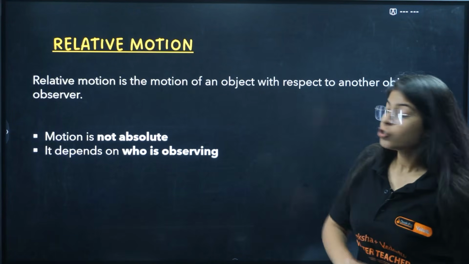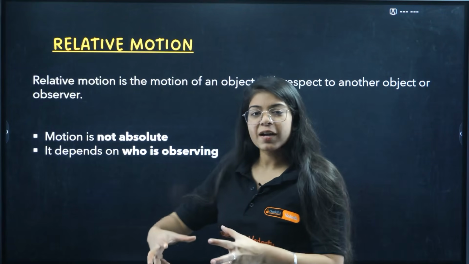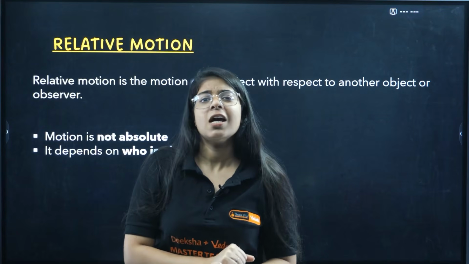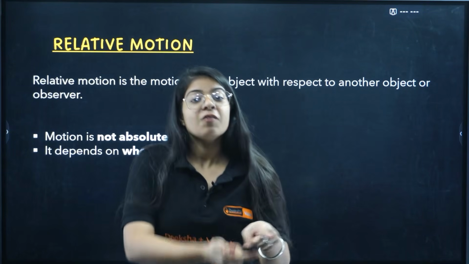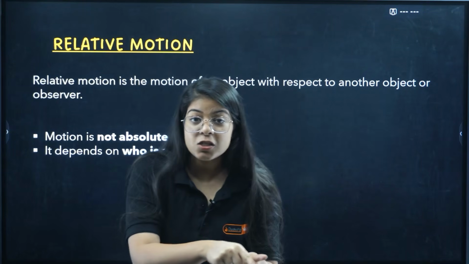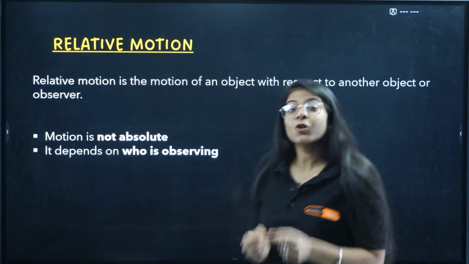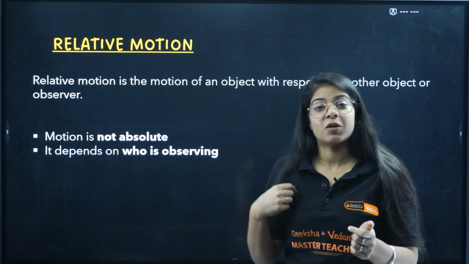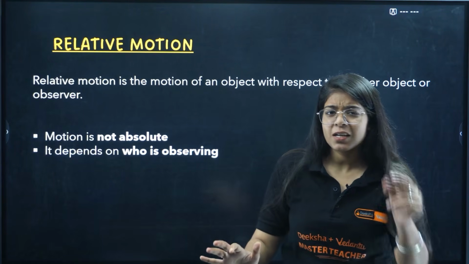Okay. Now, motion is not absolute. That means you cannot define motion with one single definition, that that person is at rest or that person is in motion. No. You have to say that person is at rest with respect to me, but in motion with respect to my dadi. It depends on who is observing. If dadi is the observer, she is in motion. If I am the observer, she is at rest. Understood? Very clear, crisp, clear.